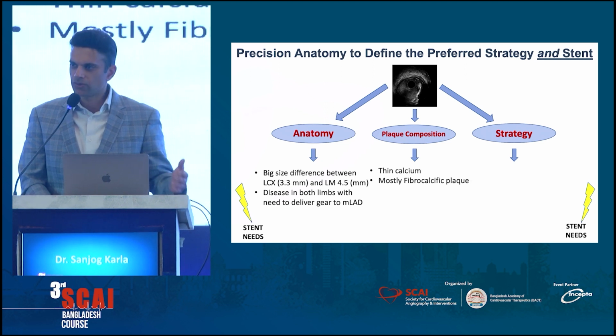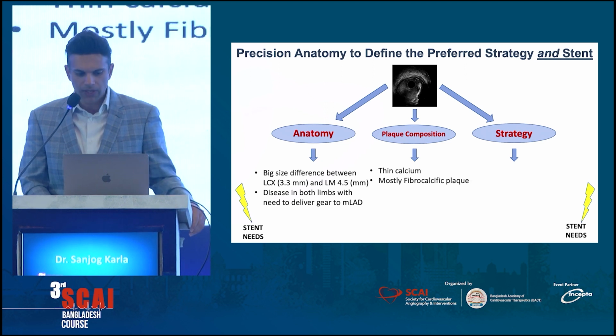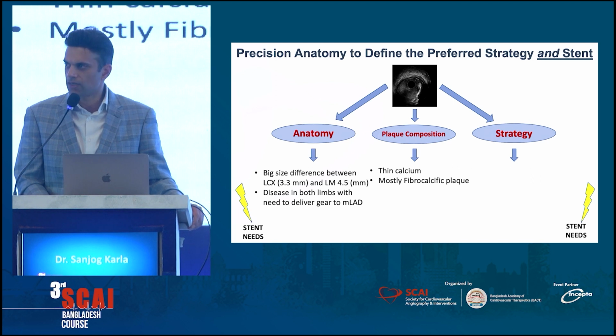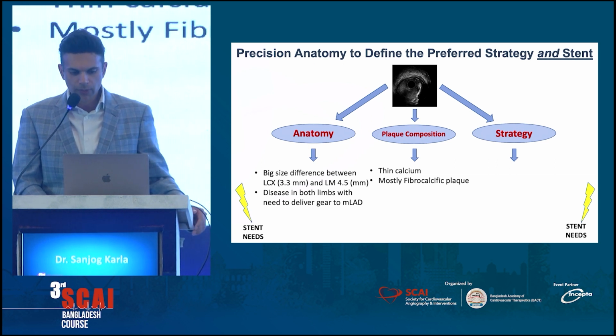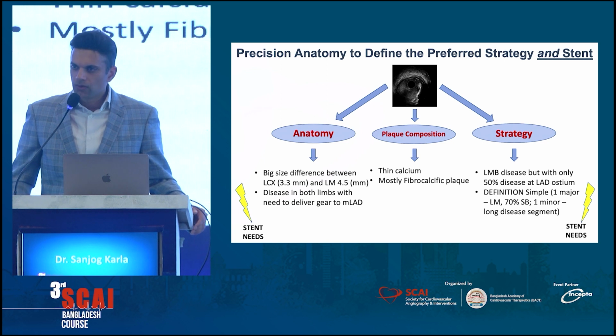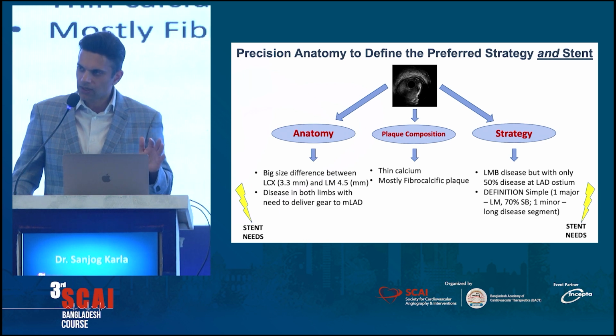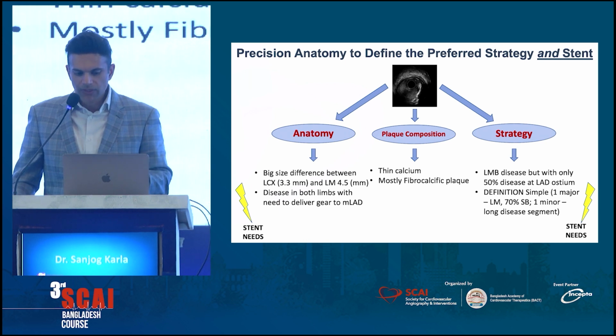The plaque composition was mostly thin calcium, so this is something we know how to deal with. We don't have to rotablate this or make it complicated. And it was mostly fibrocalcific in the circumflex. So we'd probably need a cutting balloon or something to be able to score this so you can get good expansion. And then finally, with respect to the strategy, well, the left main disease was there, but only with 50% disease at the LAD ostium. The left main was 70, side branch was important, one minor segment, long disease.